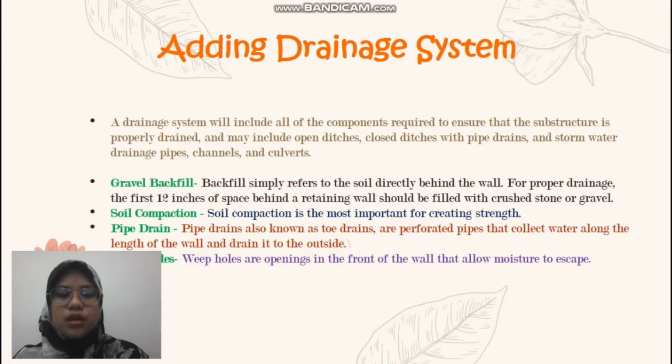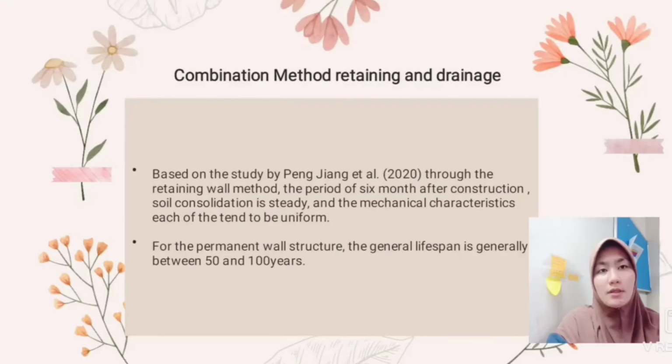Third, pipe drains, also known as storm drains, are porous pipes that collect water along the length of the wall and drain it to the outside, with holes or openings in the front of the wall that allow moisture to escape.